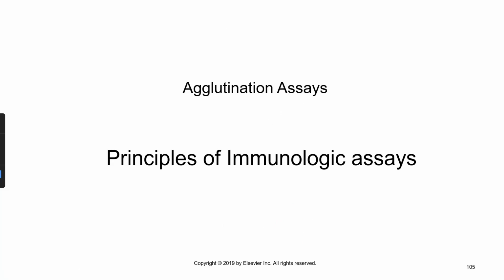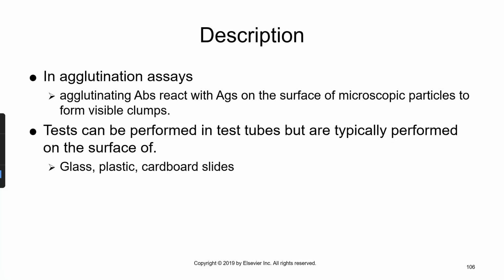Agglutination assays. We will be performing these in this class. In agglutination assays, agglutinating antibodies react with antigens on the surface of microscopic particles to form visible clumps. Tests can be performed in test tubes, but are typically performed on the surface of glass, plastic, or cardboard slides.